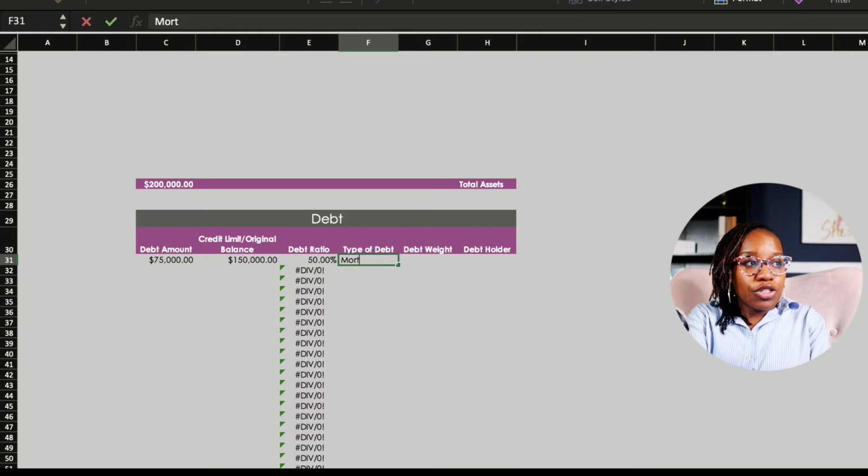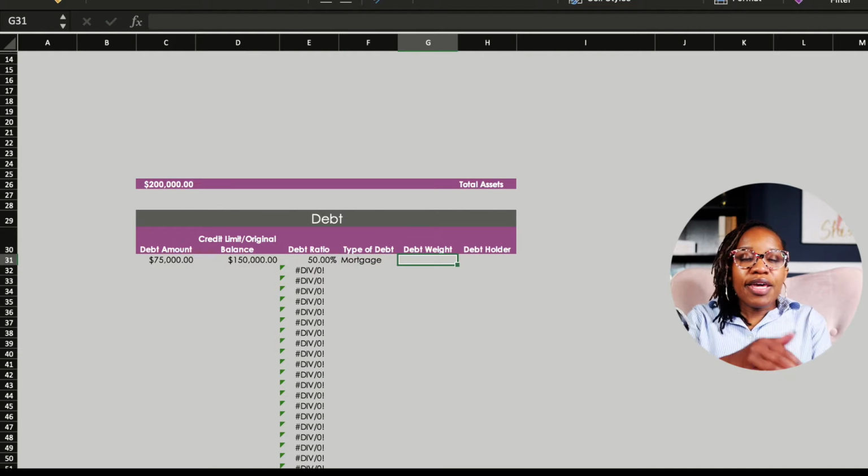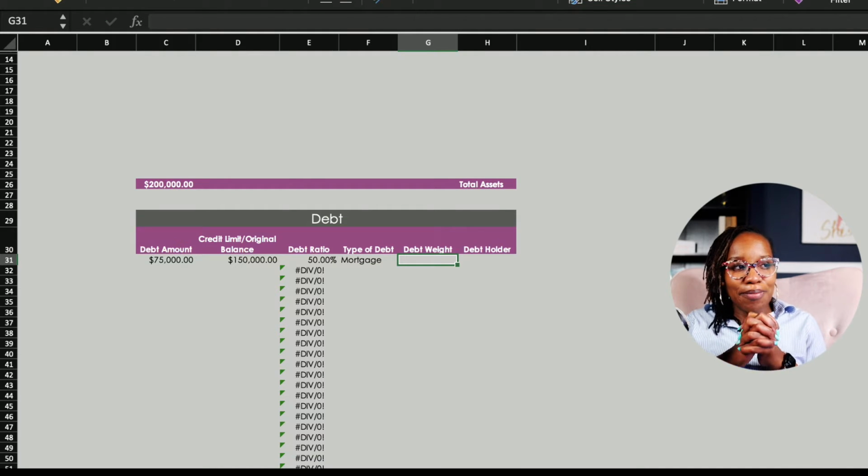This is a mortgage, okay. And then I have this section here talking about your debt weight. So all debt is not created equal. That's something that you want to understand. When we talk about debt weight here, there are some debts that are weighted higher than others. And when I say weighted higher, it means credit bureaus look at them more on the negative side, or they can hurt you more, I should say.